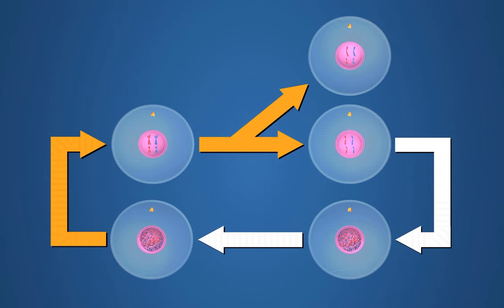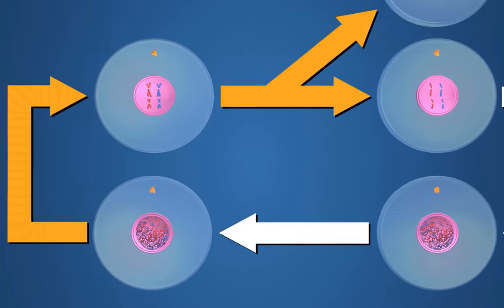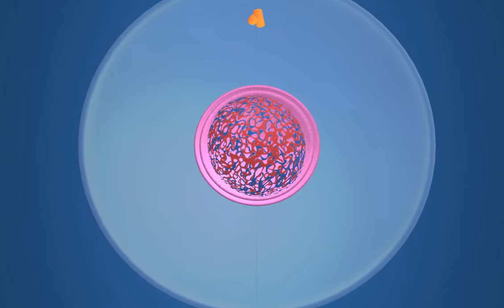Mitosis consists of four phases. The first phase is the prophase. Chromosomes are formed from the chromatin, which consists of DNA and proteins. The centrosome duplicates and moves towards the opposite poles of the cell.